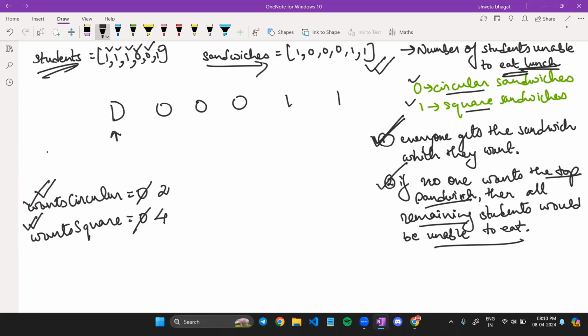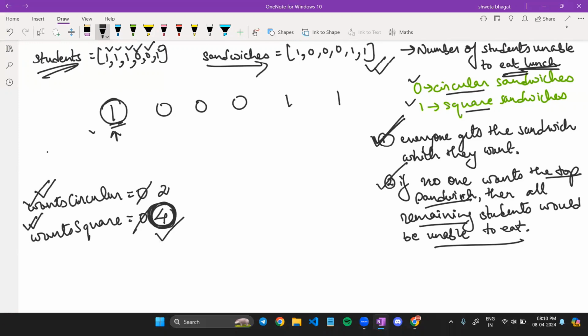That is, this element is present at the top of the stack, correct? So what we will do, this is a square sandwich, correct? So we will check, is there a student who wants a square sandwich? We can see that the count of square sandwich is not 0. So what does it imply? It implies that there exists some child who wants a square sandwich.